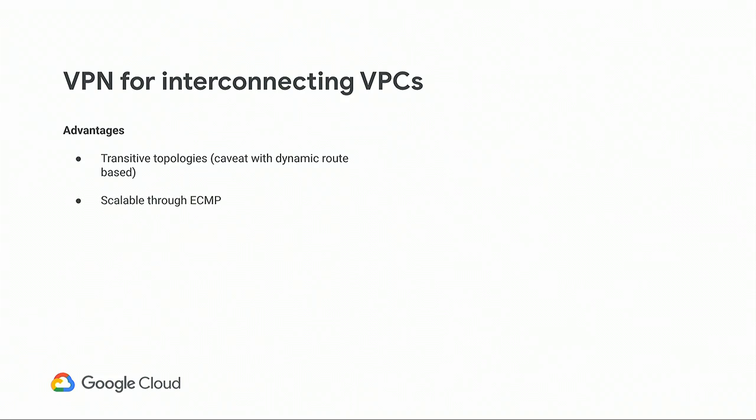Secondly, you can scale the number of VPN tunnels if you need higher bandwidth. And also, the choice of the tunnel is based on a 5-tuple hash. It is a managed service and has an SLA of 3 nines. Now, what are the constraints with VPNs?